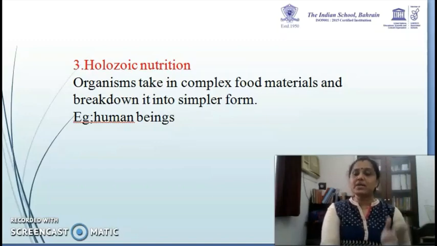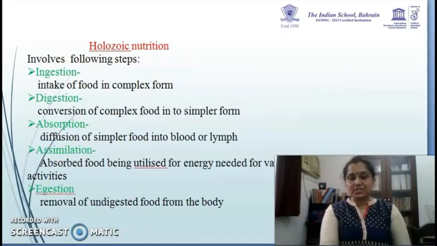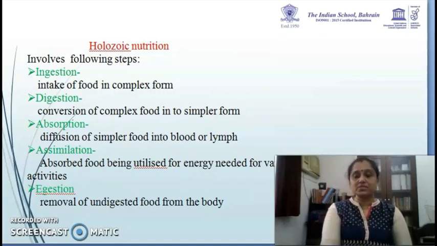So 5 steps are involved in this holozoic nutrition. Let us see those 5 steps. Ingestion. What is ingestion? The process of intake of food materials in the complex form. That is called ingestion, the first step. The second one is digestion. What is digestion? Conversion of this complex food material into simpler form. That is called digestion. And the next step is absorption.